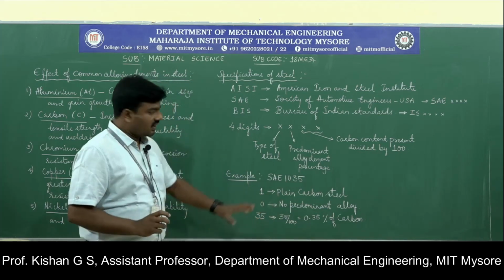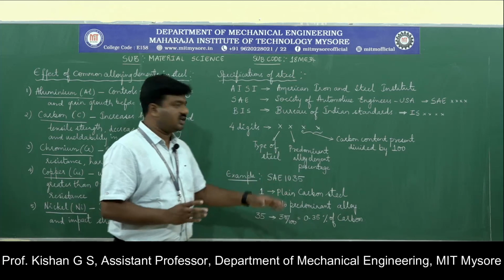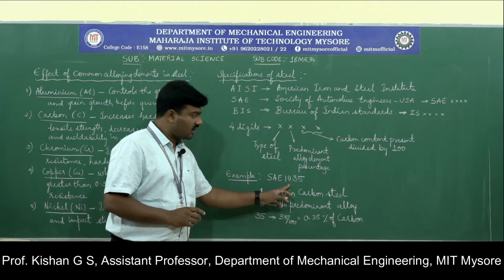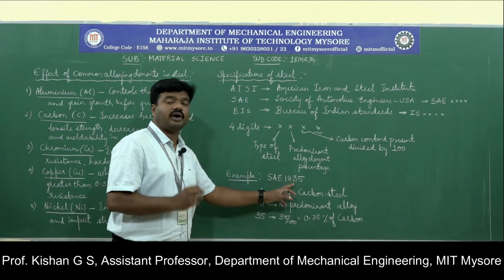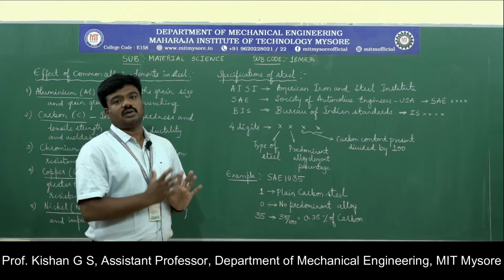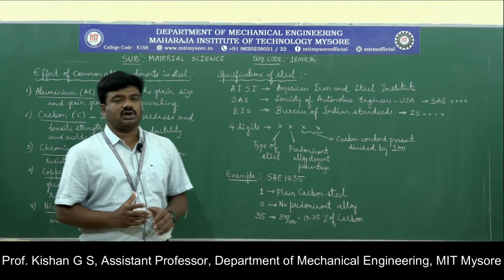Meaning that the specification taken is for a plain carbon steel, which consists of no predominant alloy, and consists of 0.35% carbon in the complete composition. So this is the understanding of the specification of steel.